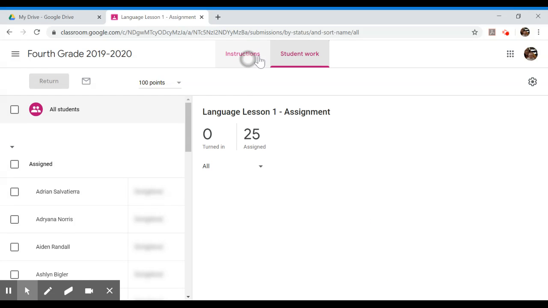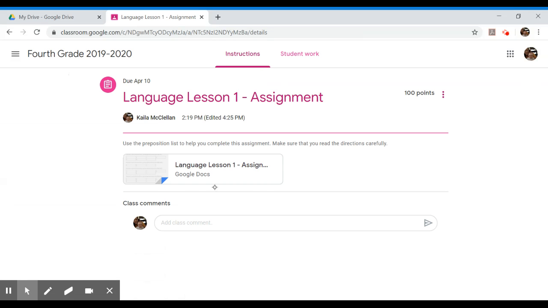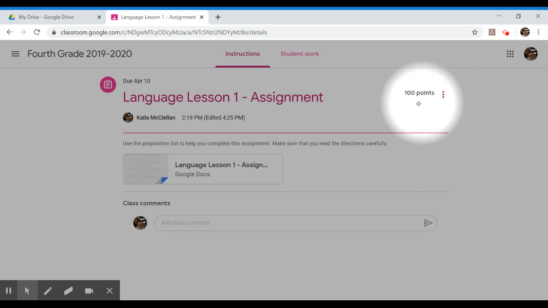Okay. This shows me who turned it in. You're not going to have that, okay? And it's going to say Language Lesson 1 assignment. Yours might be over here with your name on it, right? I am a teacher, so mine looks like the teacher page, but yours is going to look like the student. So just like in the past, you're going to click over here and you're going to click on that assignment, okay? So you're going to click on the lesson and it's going to open it.